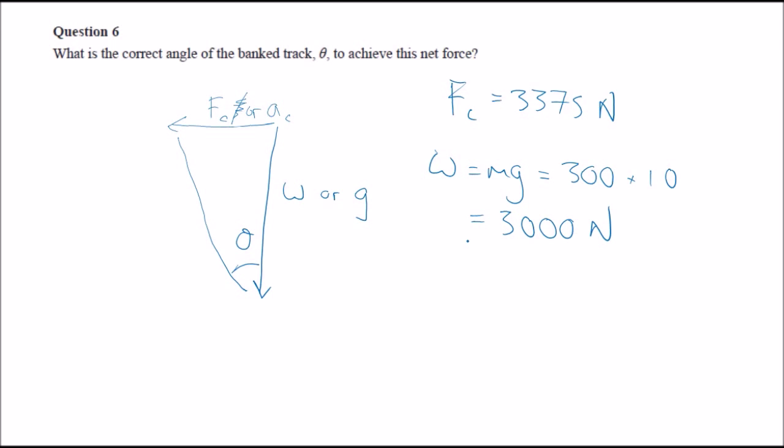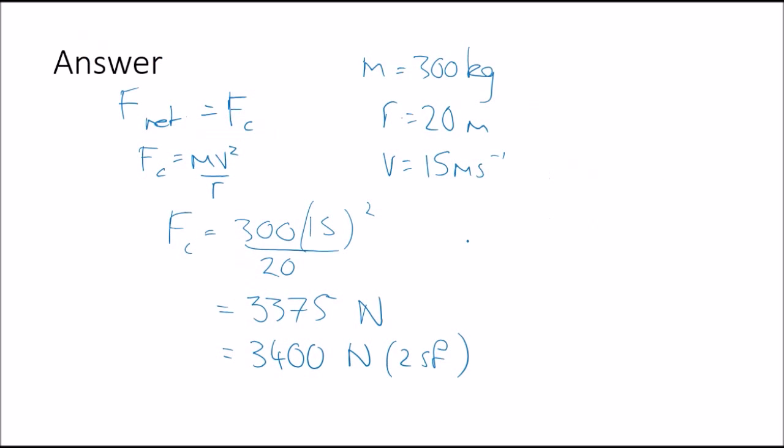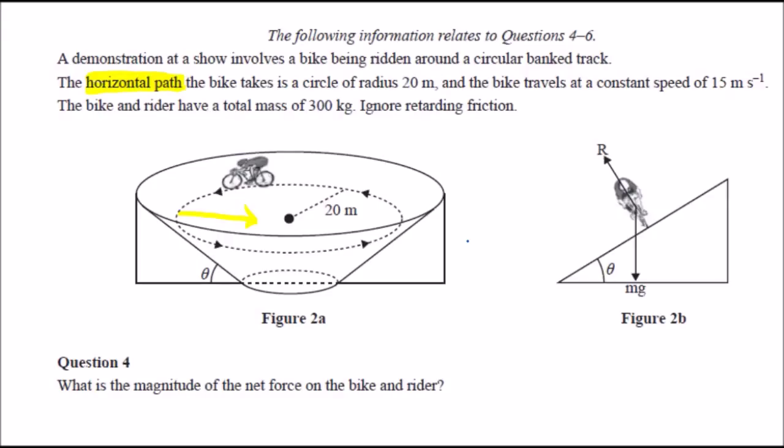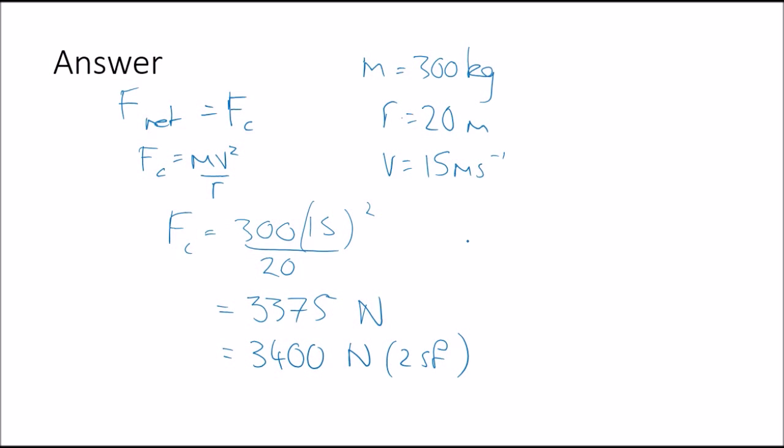Well, it's not definitely wrong, but that just seems a little bit odd because one of them is actually bigger than the other. 15 meters per second, 300 kilos, 300. Nope, that is in fact correct.